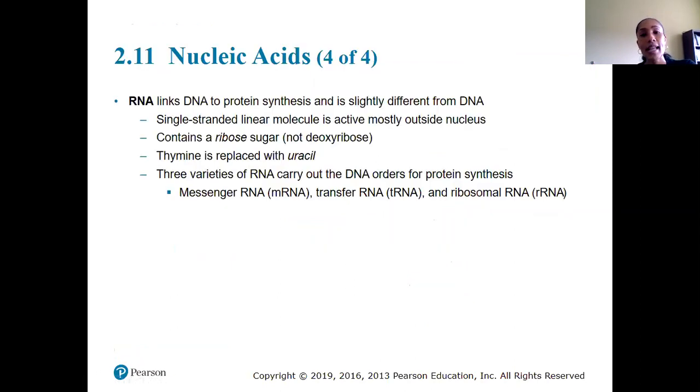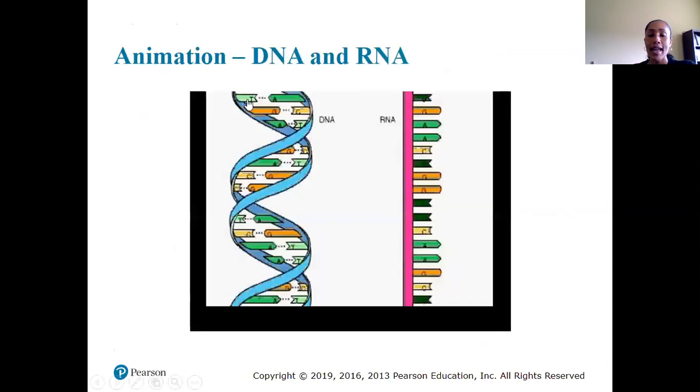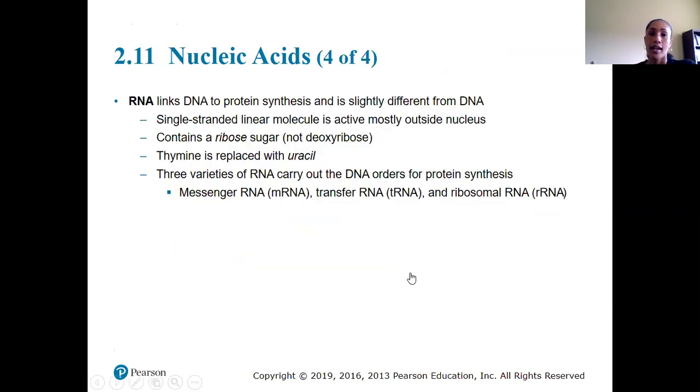RNA is similar to DNA, but RNA is much different than DNA. RNA is specifically going to be the intermediate step in protein synthesis. Structurally, it is slightly different as well. DNA is a double helix structure. RNA is single-stranded. Another difference between DNA and RNA is that DNA has a sugar called deoxyribose, and RNA has a sugar called ribose.